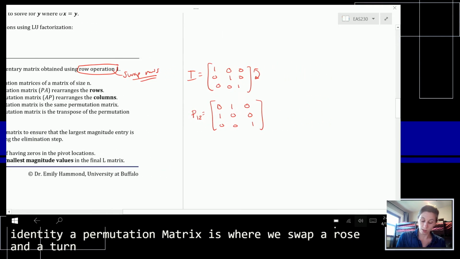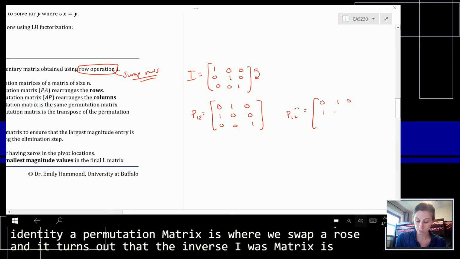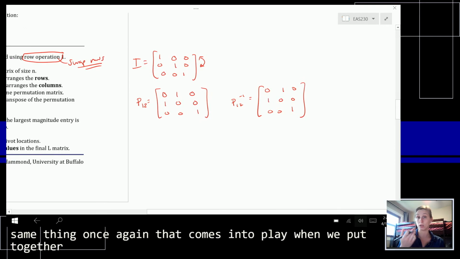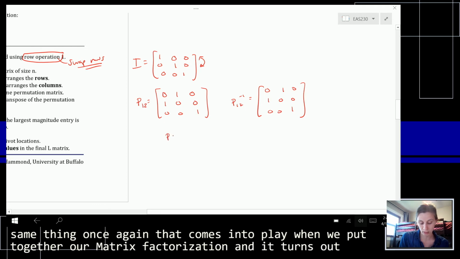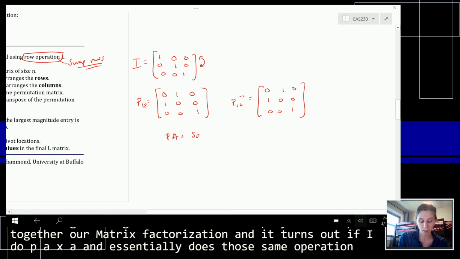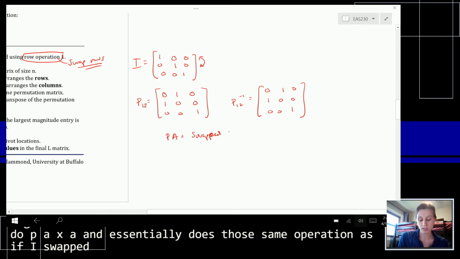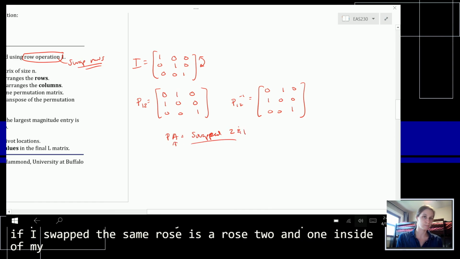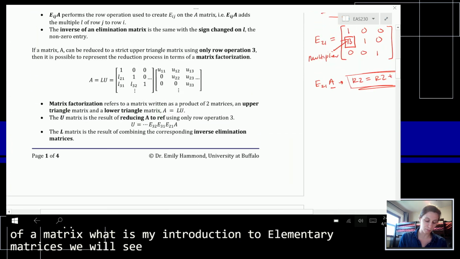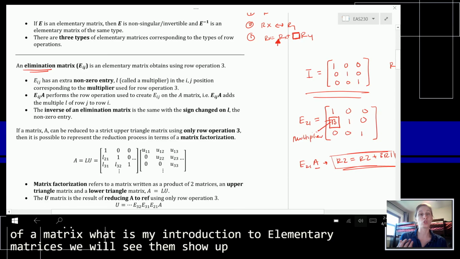And it turns out that the inverse of this matrix is the same thing. Once again, that comes into play when we put together our matrix factorizations. And it turns out if I do P times A, it essentially does those same operations as if I swapped the same rows, so rows 2 and 1 inside of my A matrix. So that is my introduction to elementary matrices. We will see them show up, and you should know how to construct them.